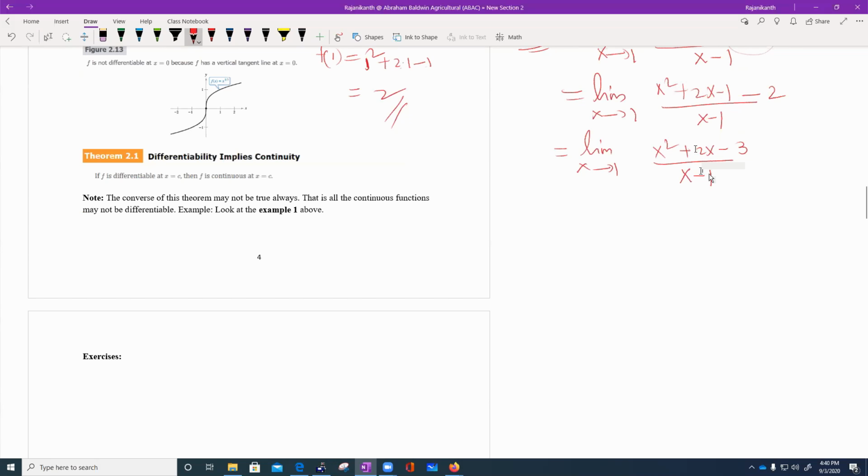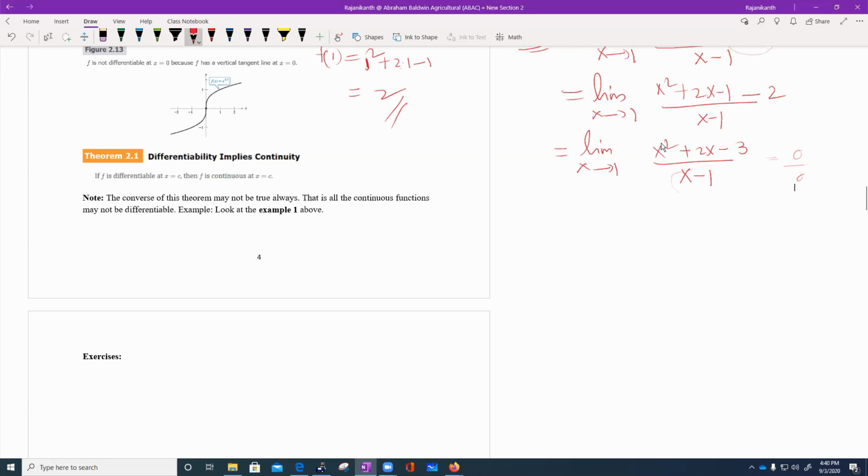The best way is simply plugging x equals 1 into the given problem. If you plug 1 in, the numerator is 1 plus 2 is 3, minus 3, so you get 0. But what about the denominator? Yes, the denominator is also 0. So this is the 0 over 0 form, and you have to use some technique to find the limit.